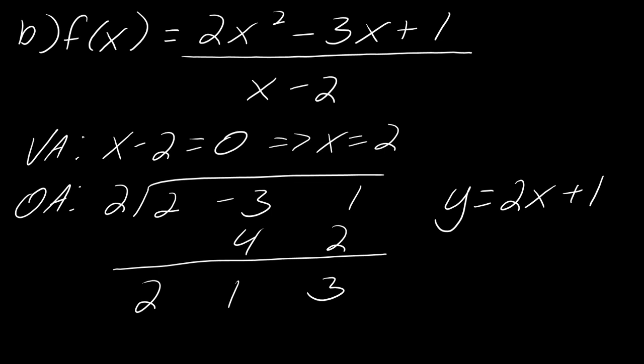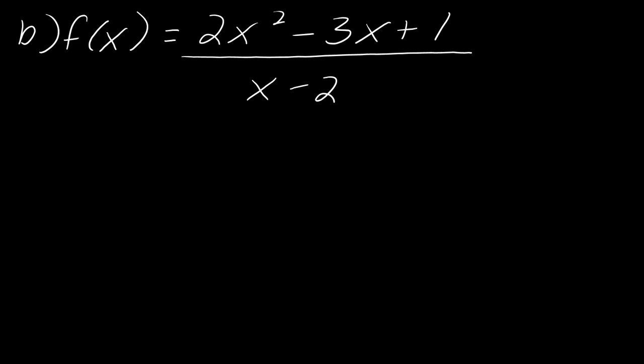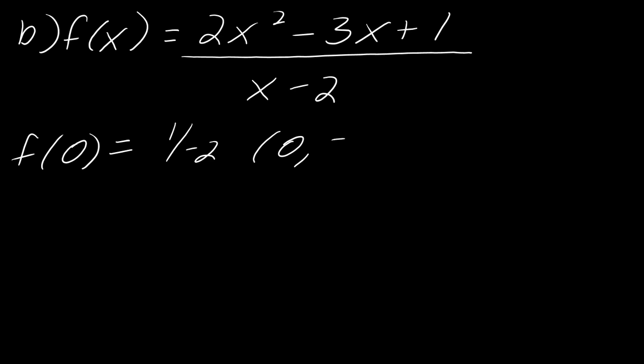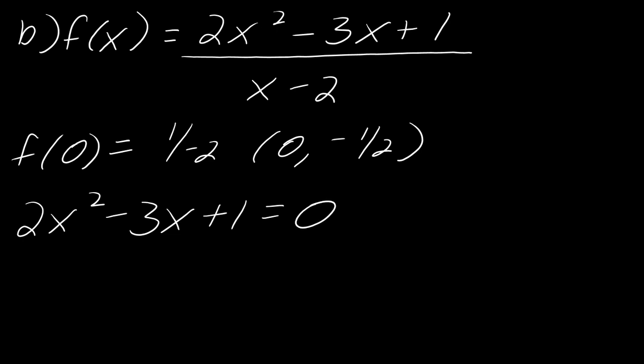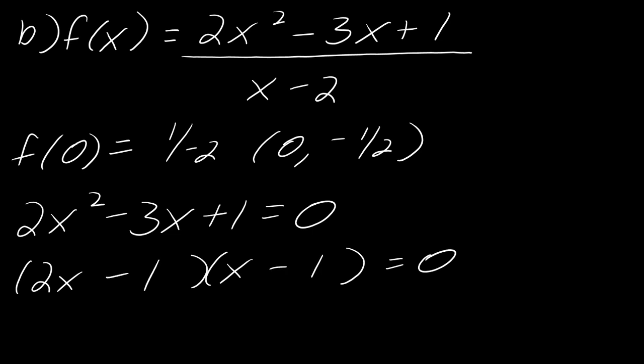Cool. So now let's go ahead and find intercepts. I'll clear some space. If I plug 0 into this function, this will give me 1 over negative 1/2, so this is 0 and negative 1/2. And then for the other one, I'm going to set the top equal to 0. And I hope this factors. So let's see, 2x and x, so this would be negative 1, negative 1. It does factor. All right, it's our lucky day.